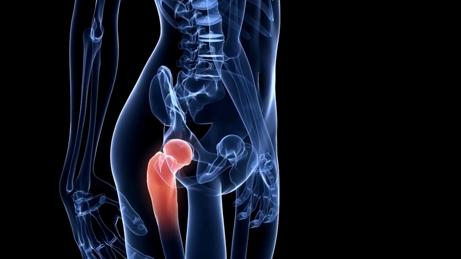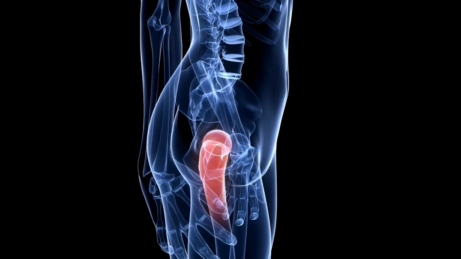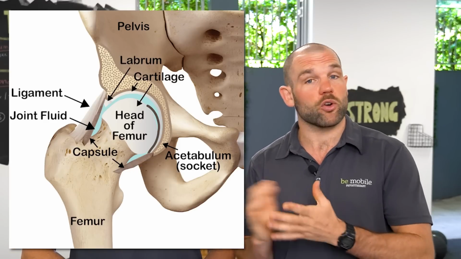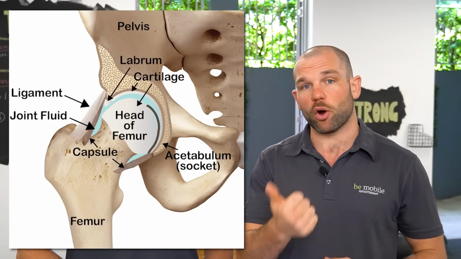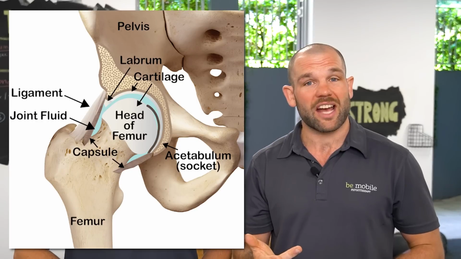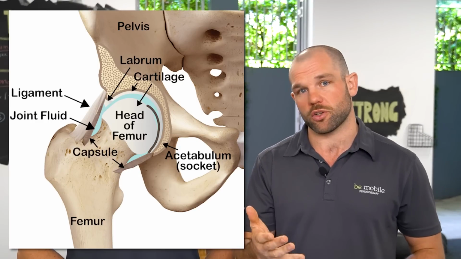Now, on imaging such as MRI or X-ray, we might find that there are changes in the cartilage of the hip joint. But it's important to note that this is a condition which affects the whole joint. So we might also see some changes in the bones, the tendons and ligaments, the muscles around the hip, and also the acetabulum or hip socket.